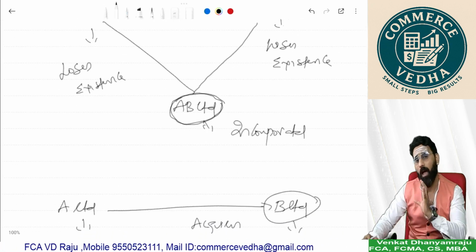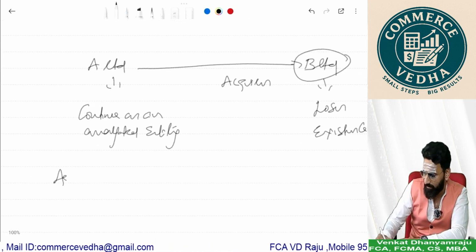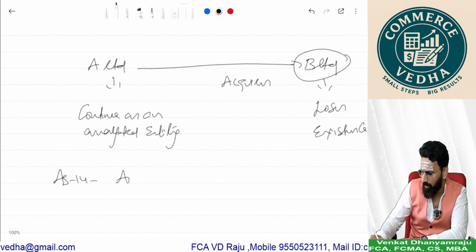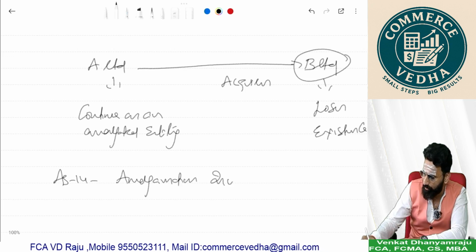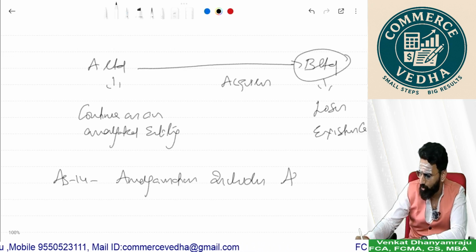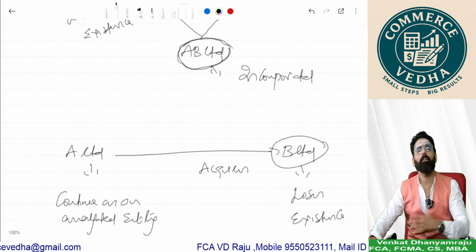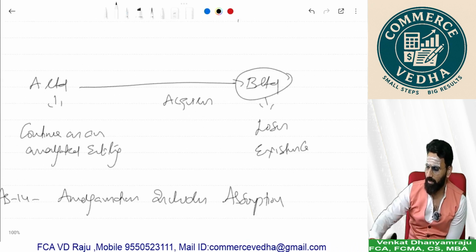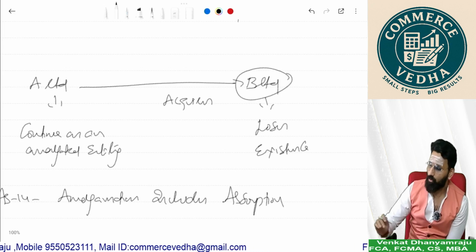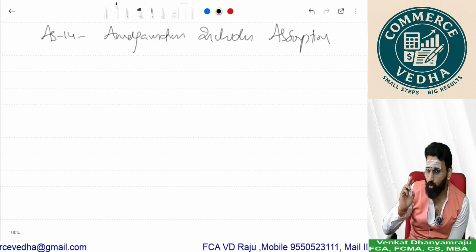But according to AS 14, amalgamation includes absorption. So while we are dealing with the sums, this is also amalgamation and this is also amalgamation. To be called an amalgamation, what we need is two different companies.